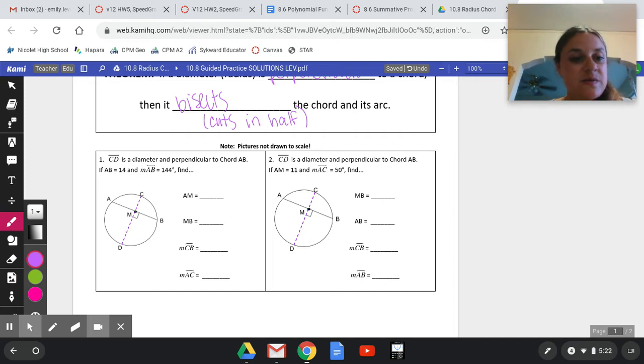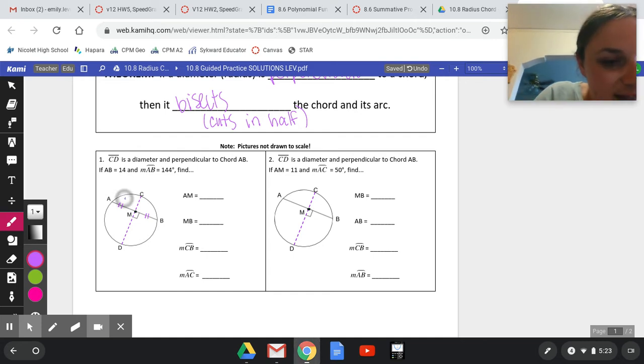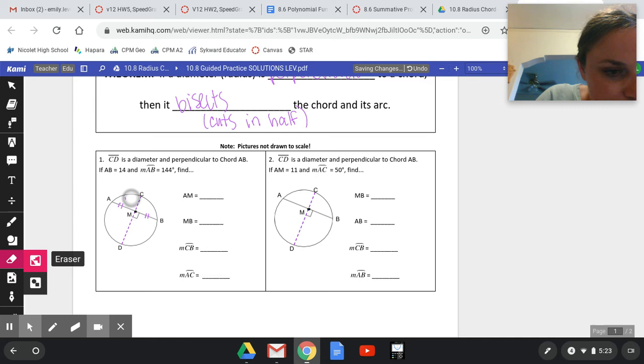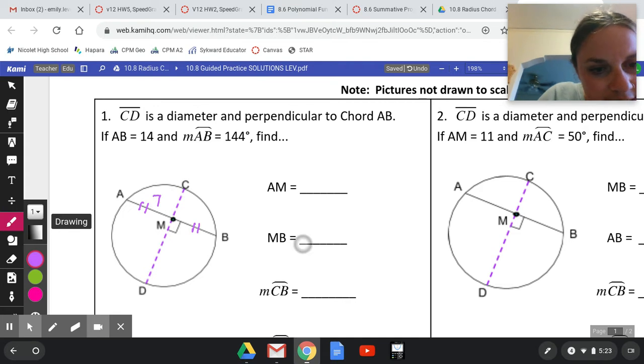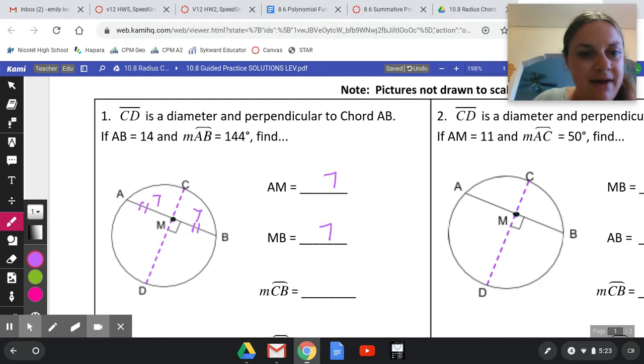First of all, if we look at this, we know CD is a diameter and it is perpendicular to chord AB. We know that AB, the full length, is 14, which since it is perpendicular, that means that the diameter CD cuts the chord AB in half. So these two parts are congruent, which means that since the full length of the chord is 14, half of that would be 7. Okay, so this part over here is 7, and this part over here is 7. So AM is 7, MB is 7.